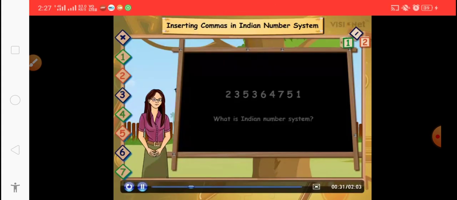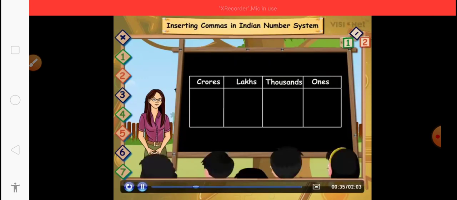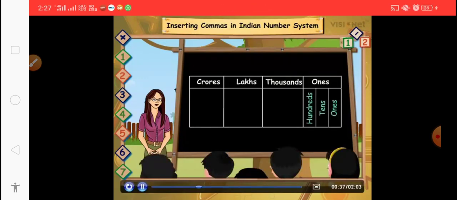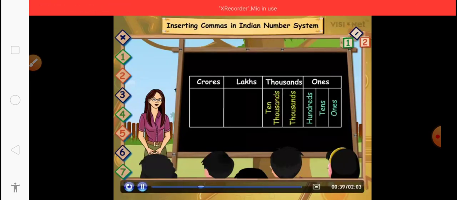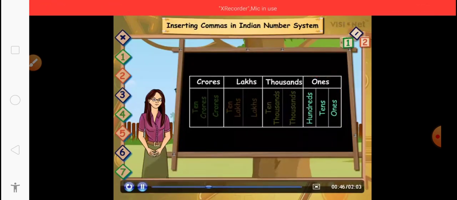So look at this table. Here these 4 columns are called periods. So this is the ones period. This is the thousands period. This is the lakhs period. This is the crores period. Let us understand these periods one by one.